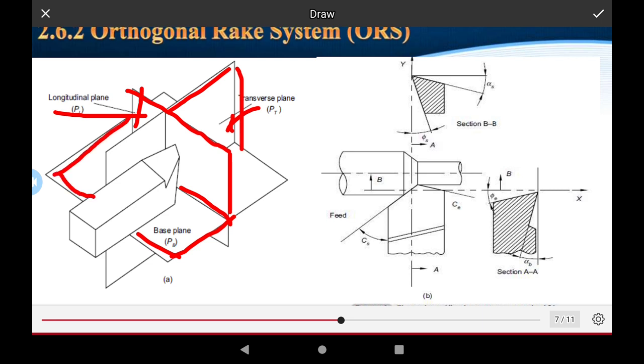This plane is the base plane of the tool, the set on the base plane of the tools. Okay, this is the workpiece, and this is the diameter of the workpiece. PB is the base plane, and this is the cutting tool. This is the feed rate of the cutting, and at the end of the shear plane is the area of the section, the cross section of this cutting.